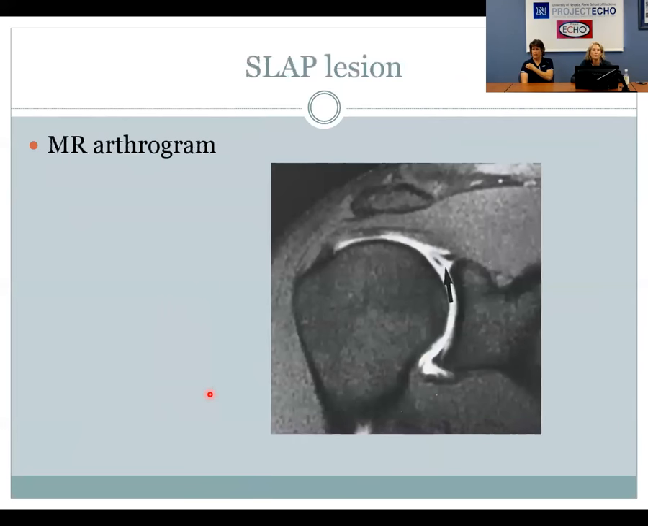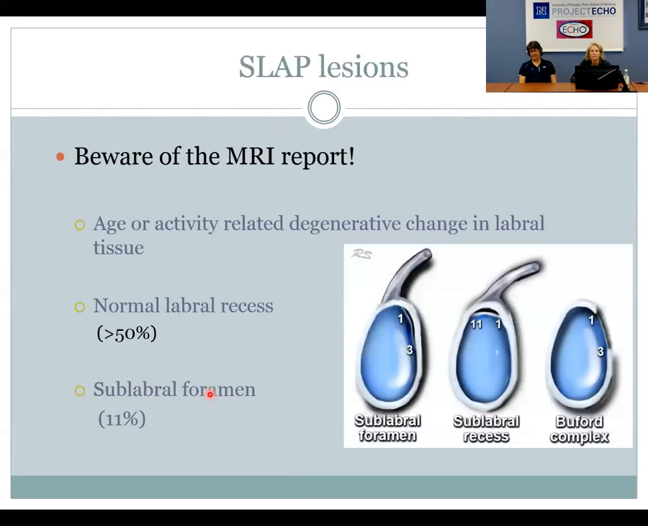The MR arthrogram, meaning an MRI obtained with a dye or gadolinium injection into the glenohumeral joint, is probably the best test. You can see here on this coronal view that the arrow is pointing to a SLAP lesion. So now we've got another challenge. We're looking for a SLAP lesion, we order an MR arthrogram, and now we're trying to figure out, is it positive because we actually have a tear, or is it positive because there's some variance patient to patient in how our superior labrum is attached to the glenoid? Again, lots of challenges trying to figure out whether or not the SLAP lesion is real, and if it's real, whether or not it should be fixed surgically.